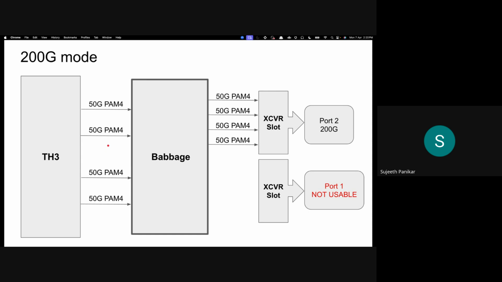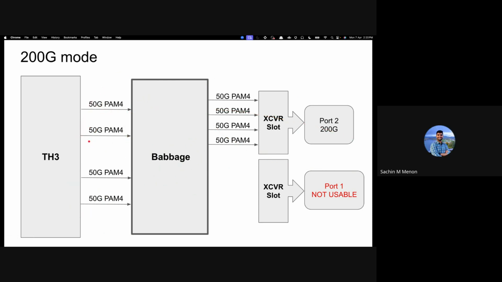The TH3 here in the slide we're looking at is the ASIC that has your 5 core. The Babbage here is the gearbox, which is on the line card. So in any of the platforms, when we change the SERDES speed and all of that, that is for the SERDES which is on the ASIC.